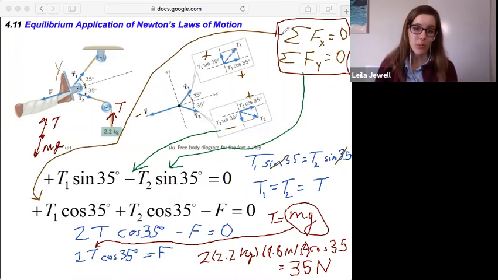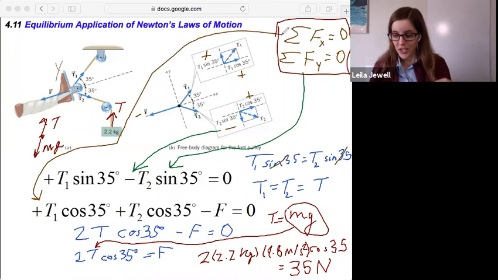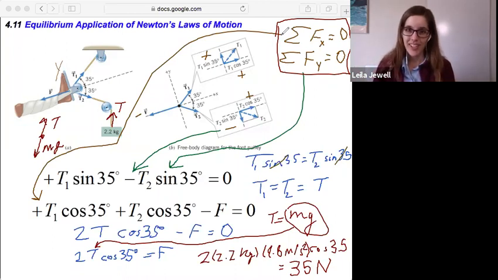The next section we'll be looking at non-equilibrium applications of Newton's laws of motion. So stay tuned, it's going to get even more exciting. Things are picking up and we're pushing hard to get to the finish.